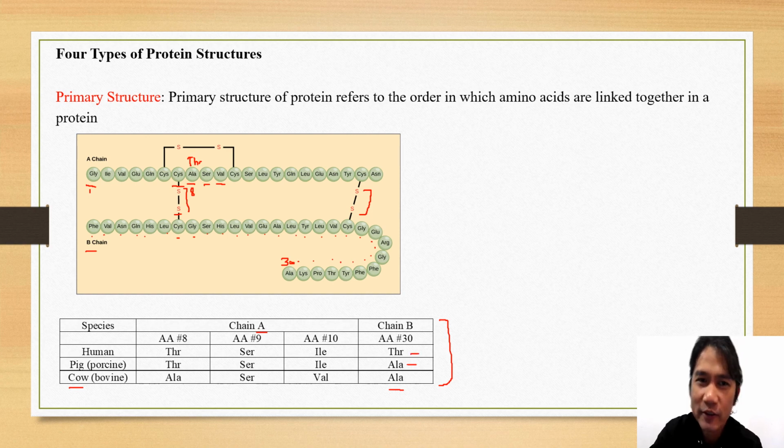So what I'm saying here is, although it is the same protein, insulin, they differ in the sequence in different species. However, in some cases, for example in human, same protein, but if the amino acids are altered, it causes serious illnesses.